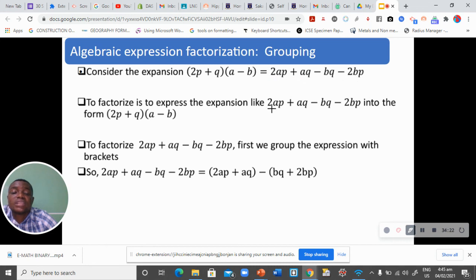Now, to factorize an expression like this one, what are we going to do? We first group the expression. So we put a bracket here, a bracket there. Note that when you're putting the bracket, if the negative sign is before it, the sign inside the bracket will change. Here, putting the bracket is negative, so the sign here will change to the opposite, which is positive. That's why we have it there. That is how we group them.